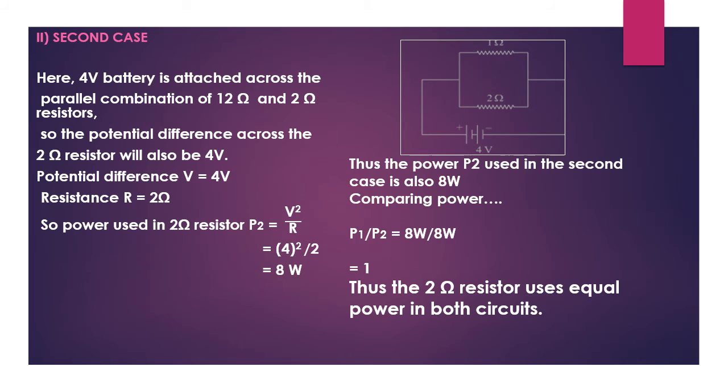So here I have used V square by R. Now we take the ratio, that is P1 by P2, and we get the ratio as 1. So thus we understand that the 2 ohm resistor uses equal power in both the circuits.